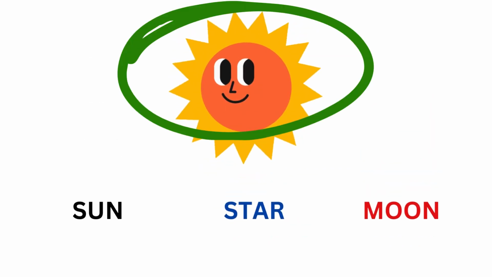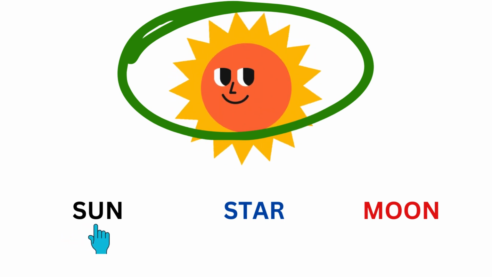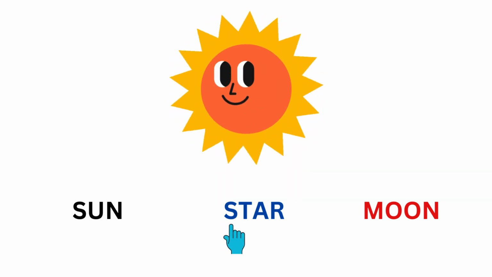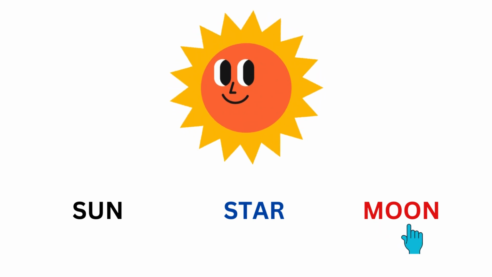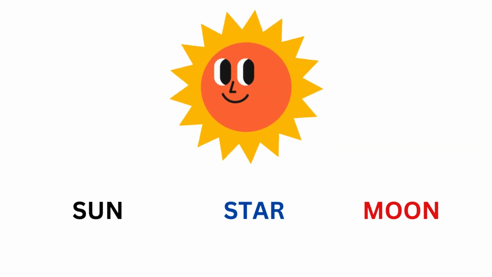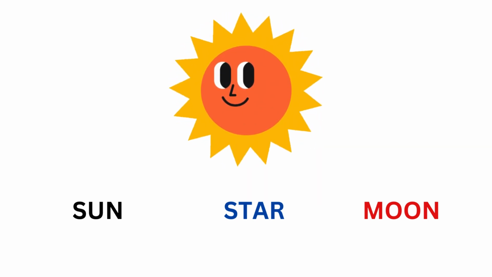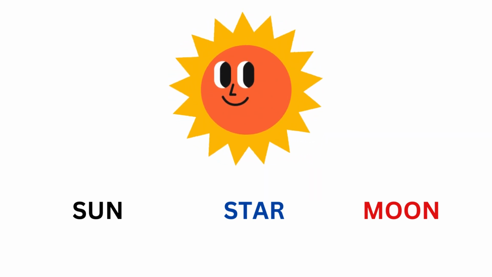Now look at this picture. The words below are S-U-N, sun. S-T-A-R, star. M-O-O-N, moon. Which word matches this picture? कौन सा word इस picture के साथ match हो रहा है? The correct word is sun.